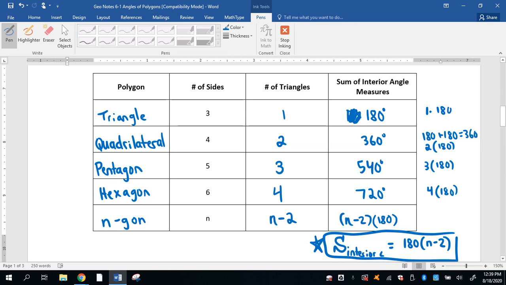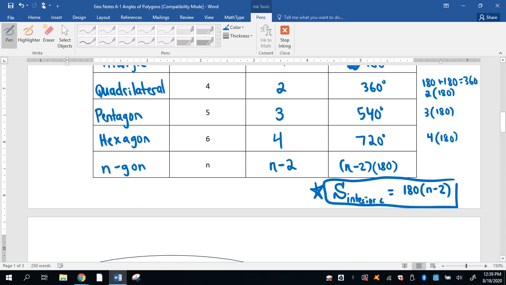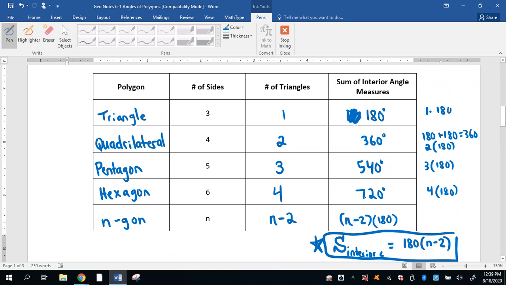Now, for this chapter, I need you to know the names of other polygons up to a 12-sided polygon. So let's do some review here. A hexagon is 6. If we have 7 sides, that's a heptagon. You can also call it a septagon, but most people will call it a heptagon. 8 is an octagon.